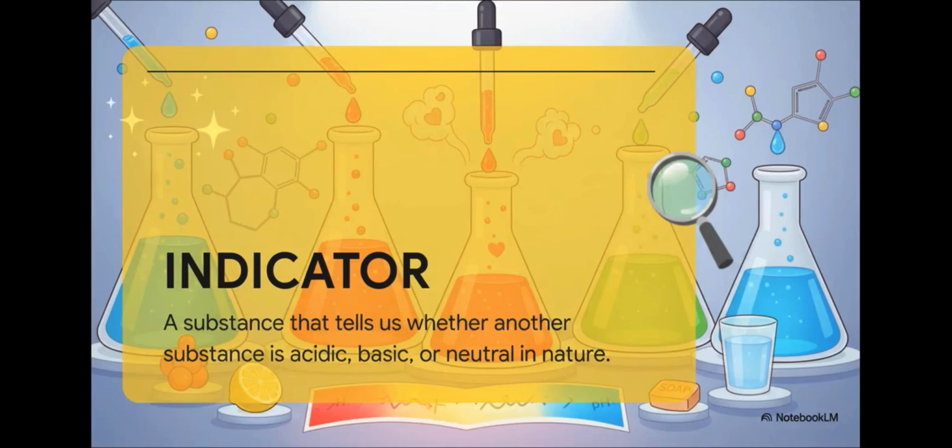So, what is an indicator? It's actually wonderfully simple. It's just a substance that gives us a clear signal, a sign, that tells us if what we're testing is acidic, basic, or that third option, neutral. It basically does the dangerous tasting for us.